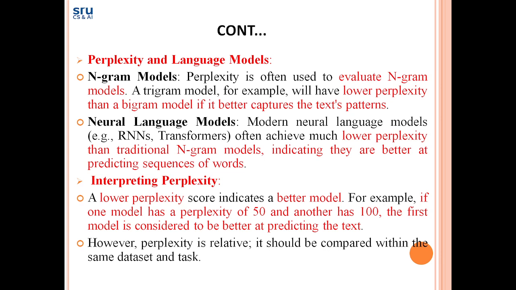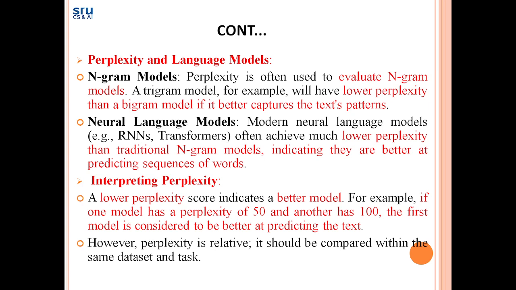Perplexity and language models. N-gram models: perplexity is used to evaluate n-gram models. A trigram model, for example, will have lower perplexity than a bigram model if it better captures the text. Neural language models have lower perplexity than traditional n-gram models, indicating they are better at predicting the sequence of words. How can we interpret perplexity?